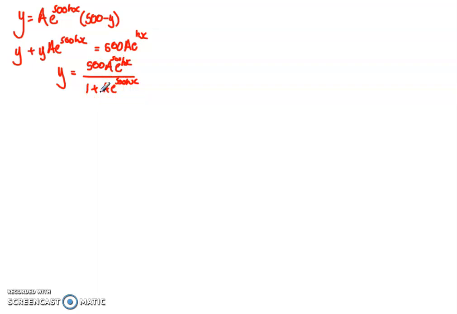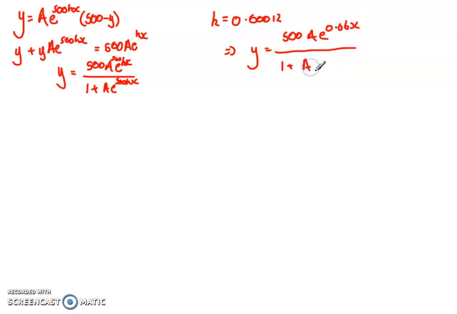What I also know is the value for k, so I'm going to substitute that value in. I know the value for k is equal to 0.00012. So what I can then get is that y equals 500 a e to the 500 times k, which gives me 0.06x, over 1 plus a e to the 0.06x on the bottom. So now that I've got it written like that, what I have to do is answer the second part of the question.